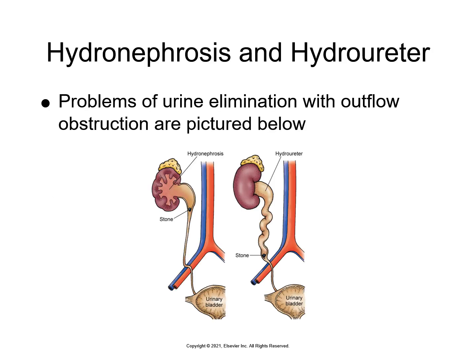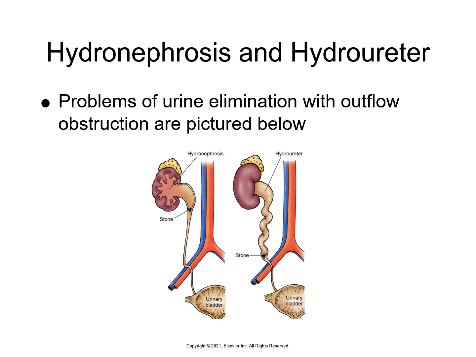Okay, now let's talk about hydronephrosis and hydroureter. Problems of urine elimination, again, with outflow obstruction. That's what we're going to talk about here. It can be caused by obstruction within the kidneys, such as a stone, or in the ureter, such as with a stone, or with some kind of stricture that's occurring.